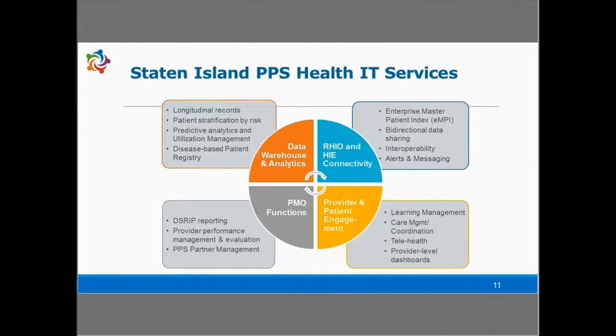The Staten Island PPS provides the following 4 sets of IT services to our partners. For data warehouse and analytics, we use claims data sets and direct data feeds from our partners to build longitudinal patient records. And we develop risk stratification algorithms to proactively manage at-risk populations, generate reutilization reports, and create disease-based patient registries. We also connect our partners with RIO for bidirectional data sharing, healthcare information exchange, and help our partners set up care alerts and secure messaging to achieve interoperability across the integrated delivery system.